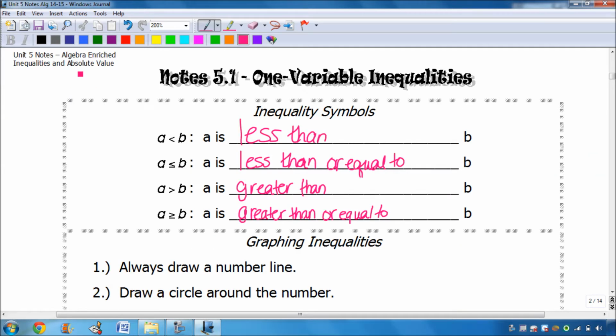All right, now you should have that A is less than B for the first one. The second one, you should get A is less than or equal to B. Then you should have gotten A is greater than B. And then finally, A is greater than or equal to B.